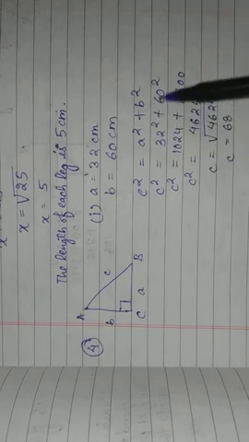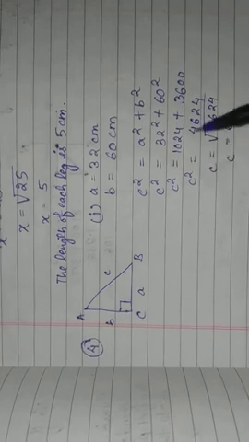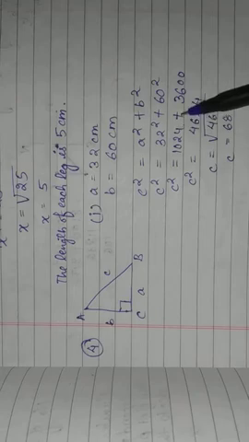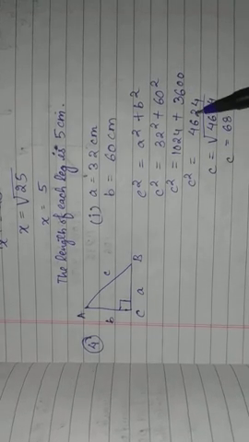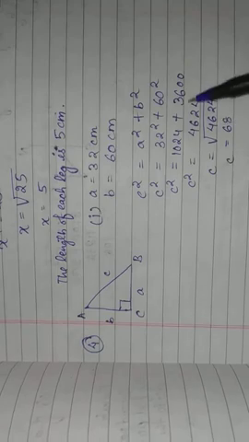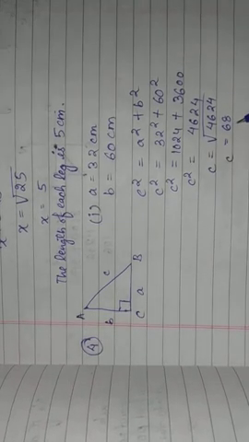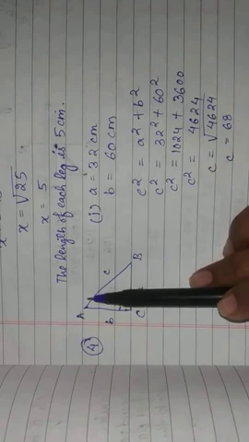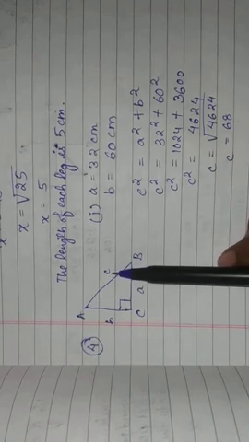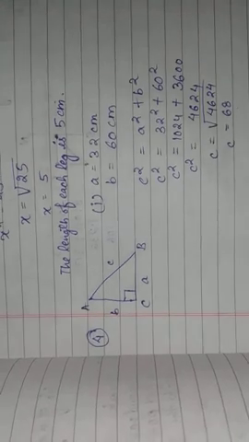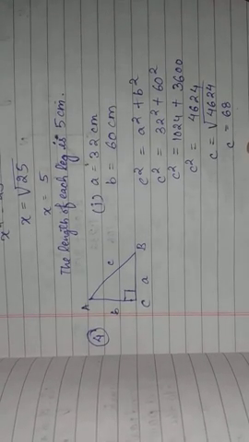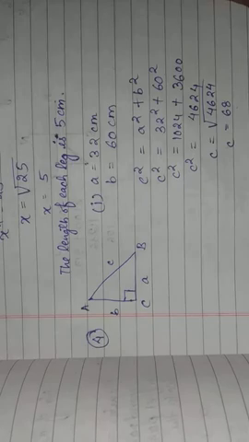So 32 square plus 60 square is equals to 1024 plus 3600. That is, the value of C square is 4624 and the root of 4624 is 68. So we find the hypotenuse by using the Pythagoras theorem. Bit number 2 and bit number 3 of question number 4 is your homework.